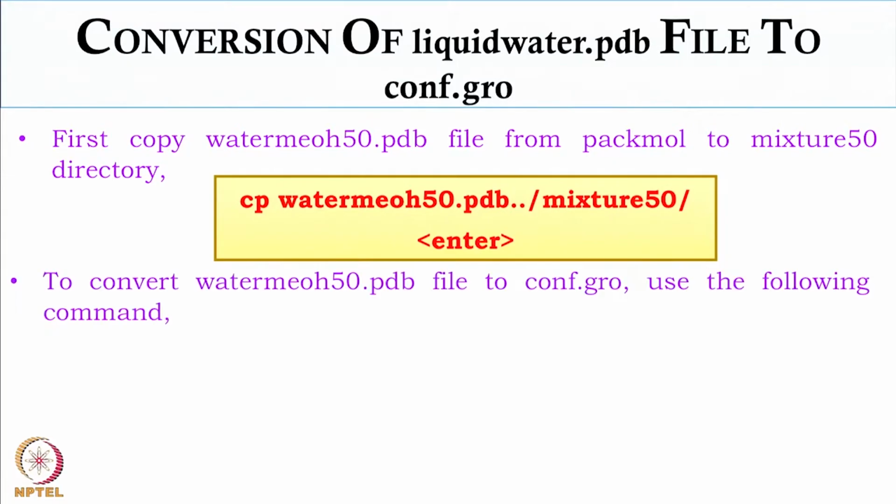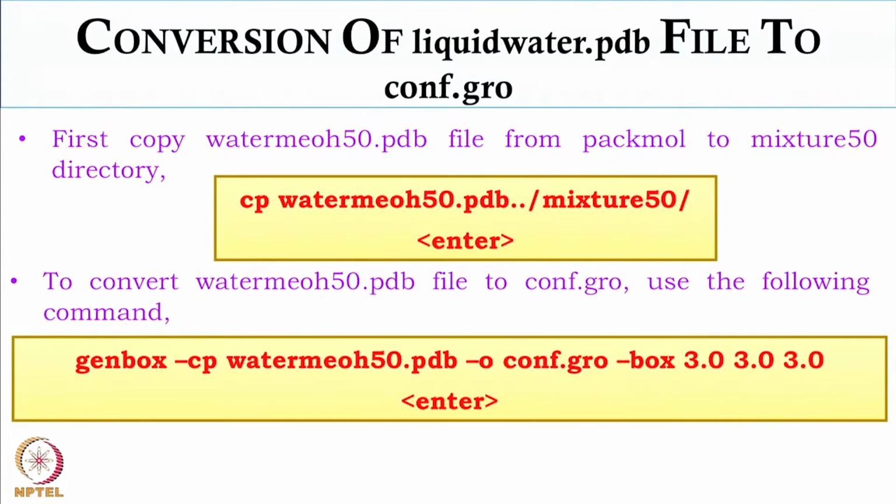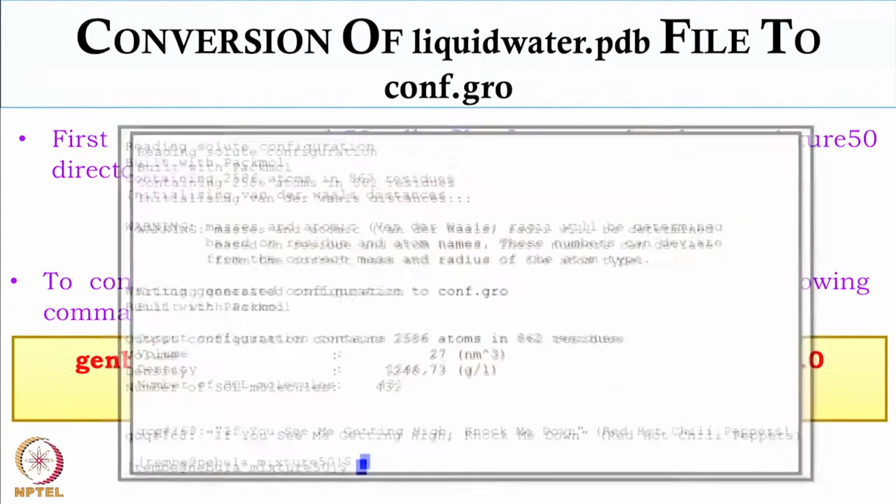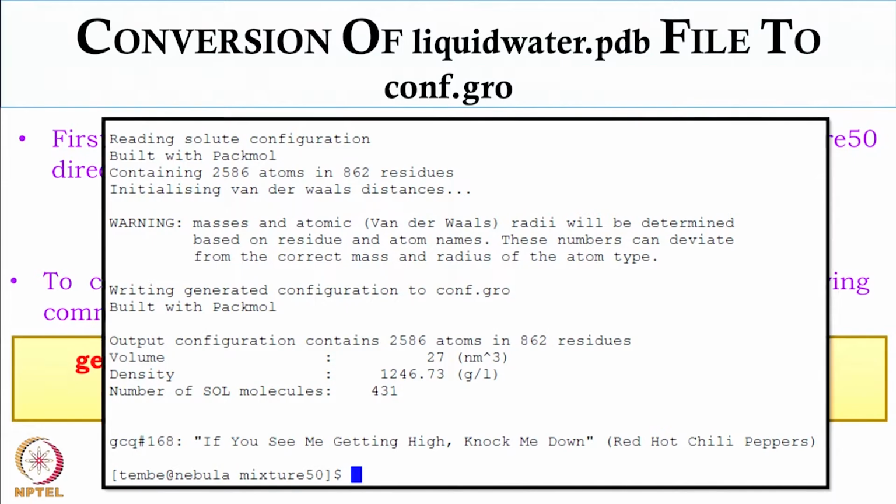Now to convert this PDB file into a GRO file, we'll use the command genbox. So genbox space minus cp, which is the flag for the input file, water methanol 50.pdb, then space minus o, which is for output, space conf.gro, which is my output file, then space minus box, and after that we have to give the box length in nanometer, which is 3 3 3. It is a cubical box of 3 nanometer, and then we type enter, and after that something like this will be displayed. So it will read the solute configuration, which is built with packmol.